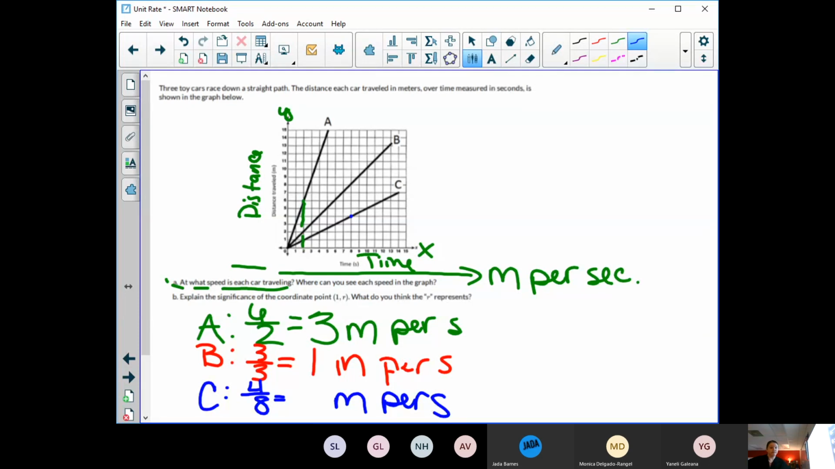And Monica says a half. Half. Half. Because we know 4/8 is an equivalent fraction for 1/2. So 1/2 a meter per second. So looking at our unit rates, our constants of proportionality, which car is traveling the fastest, A, B, or C?